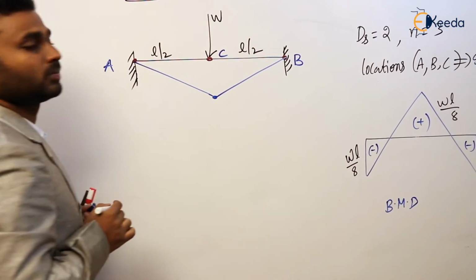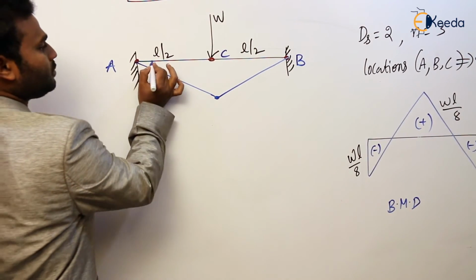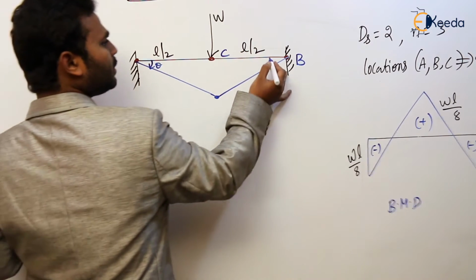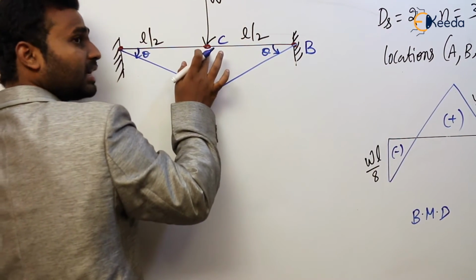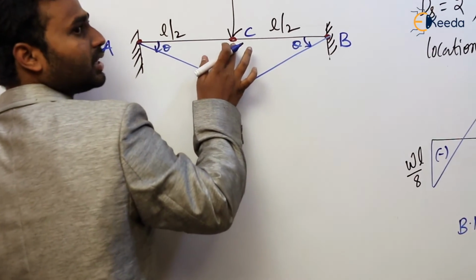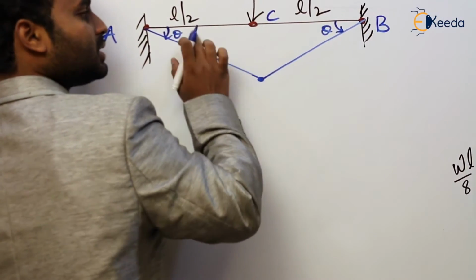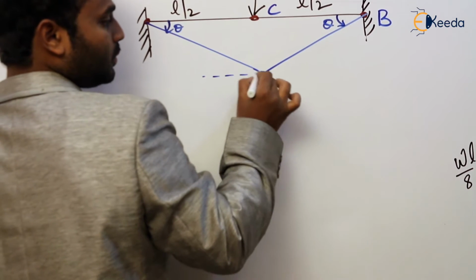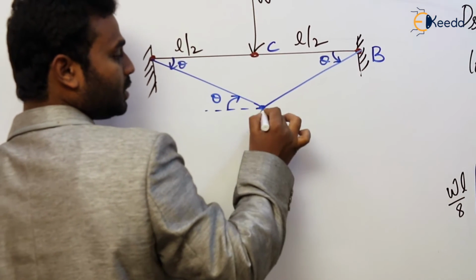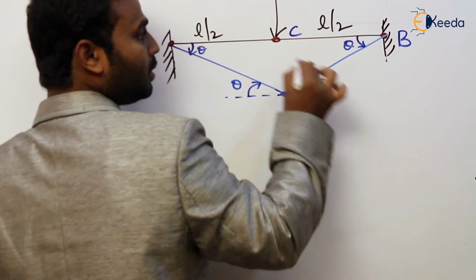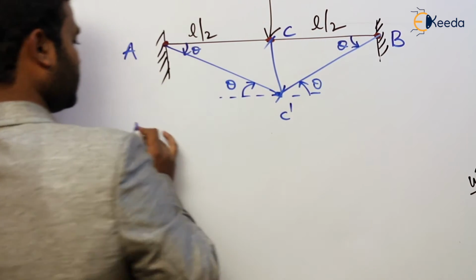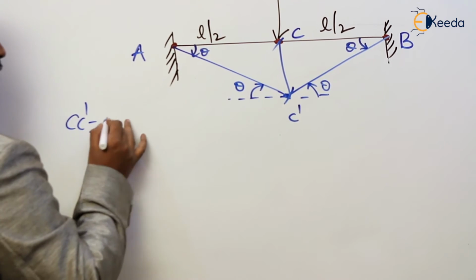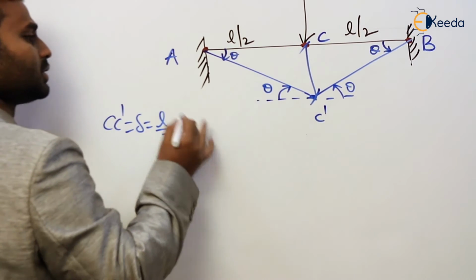So this is the mechanism. Agree? Now this is theta. Now this is theta. Why? Because the point load is exactly at the center and the hinge is forming at the center. So based on the symmetry, this theta and this theta are equal. This is theta and this is theta. And we know that this is CC dash. So CC dash is equal to delta, which is equal to L by 2 theta in this case.